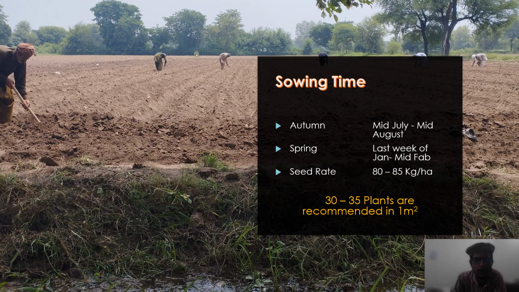Basically, there are two sowing times of soybean. The first one is autumn, and the second one is spring. In autumn, mid-July to mid-August is the ideal time. In spring, it is the last week of January to mid-February.